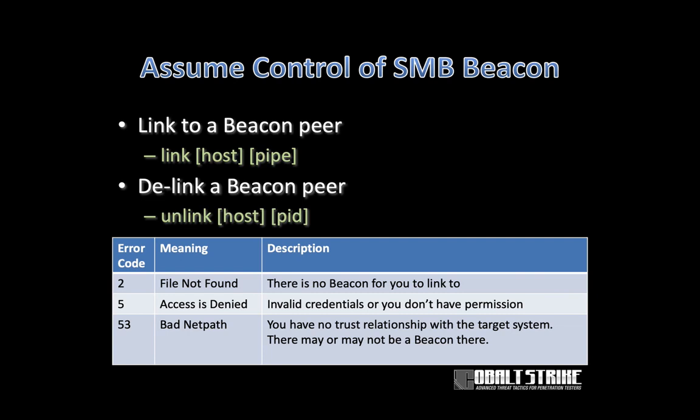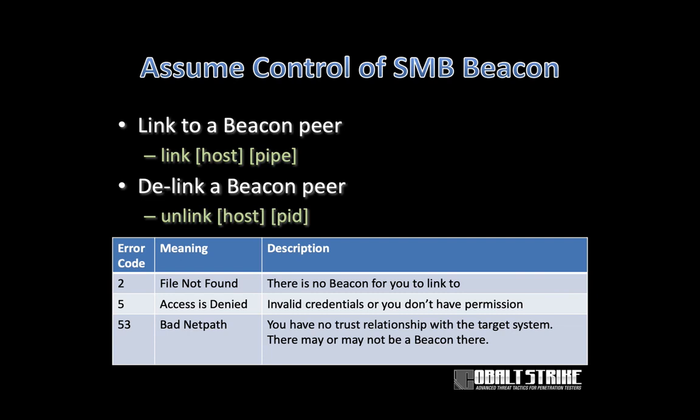When you link to a beacon peer, there are a few things that can go wrong, and you may get back a message with a number saying, hey, I couldn't link to that beacon. Those numbers are error messages returned by Windows, so you can look those up if you want to, but here are a few common ones. Error code 2 is file not found. If you get an error code 2, that means there is no beacon for you to link to. If you get error code 5, that means you do not have permission to link to that beacon. You do not have permission to access that named pipe.